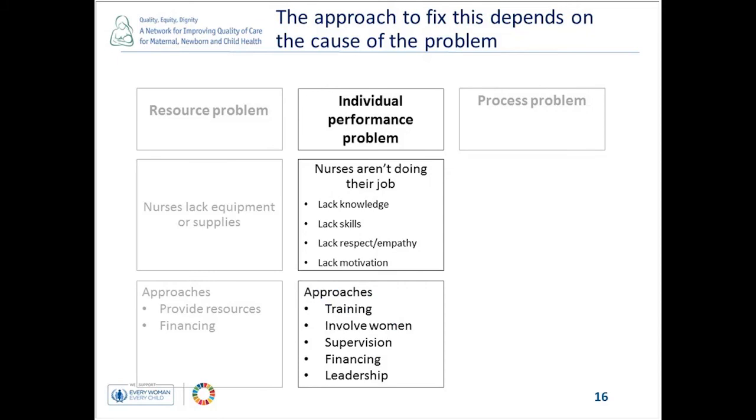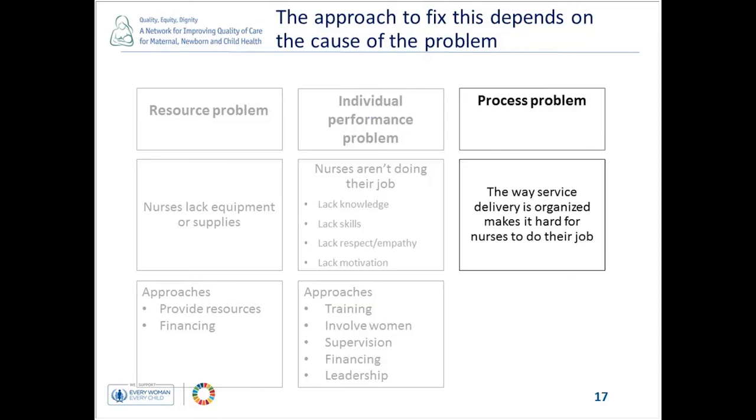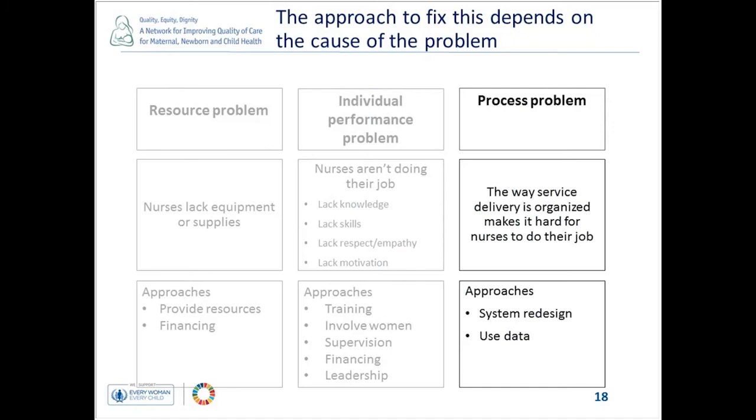Another option is that this is a process problem, that the nurses have the equipment and they have the knowledge and the skills, but something in the way that the service delivery is organized is making it hard for the nurses to do their jobs. And if that is the problem, then system redesign and using the data to find the problems would be the right approach.